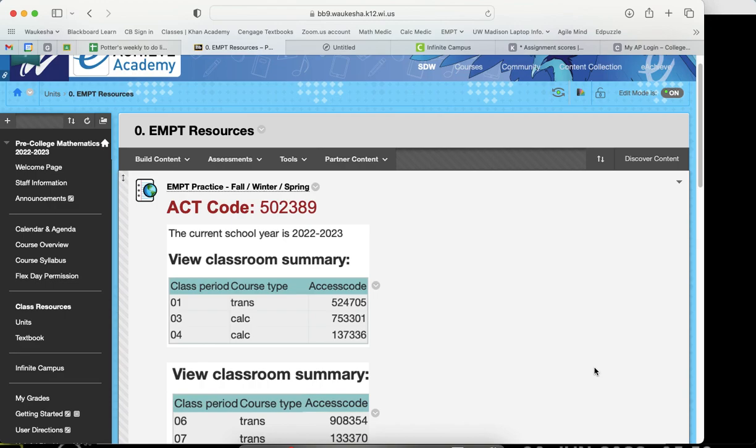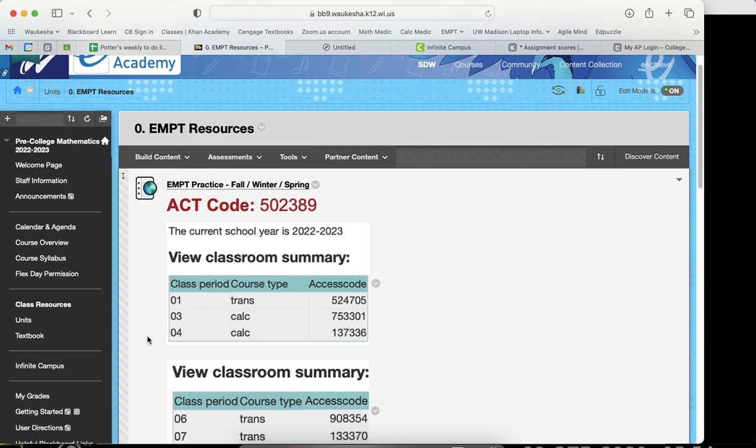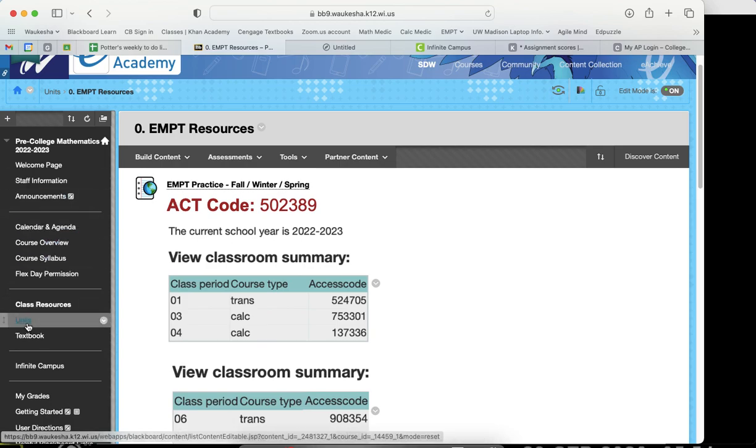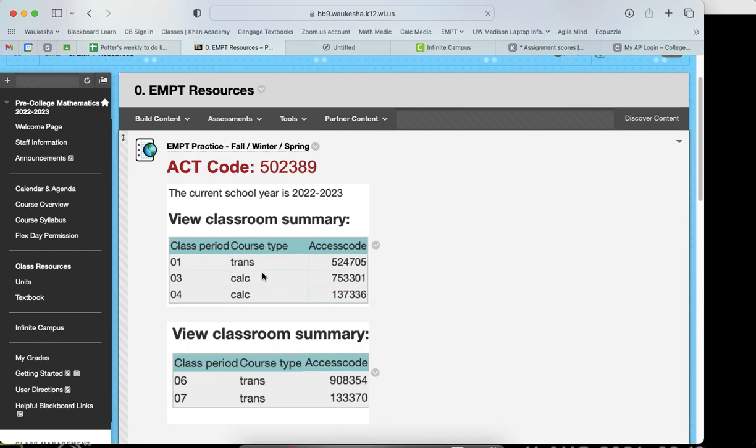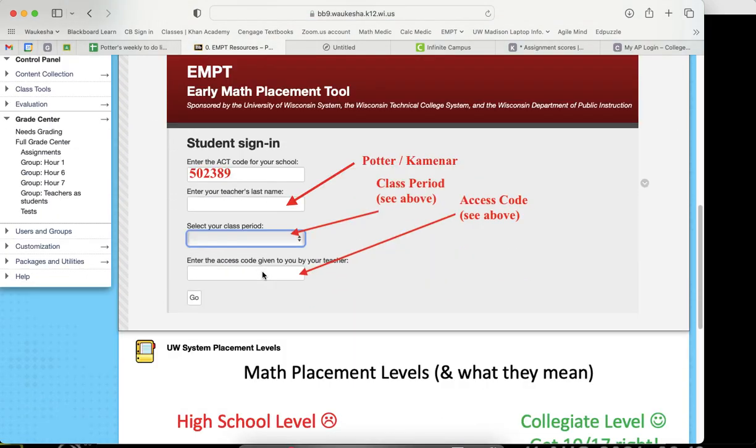I have just gotten done taking the EMPT, and I wanted to make a video to go over some of the results and what they mean. So we know that in the units folder in Blackboard, all the EMPT resources are right here, and the information to take the test is right here.